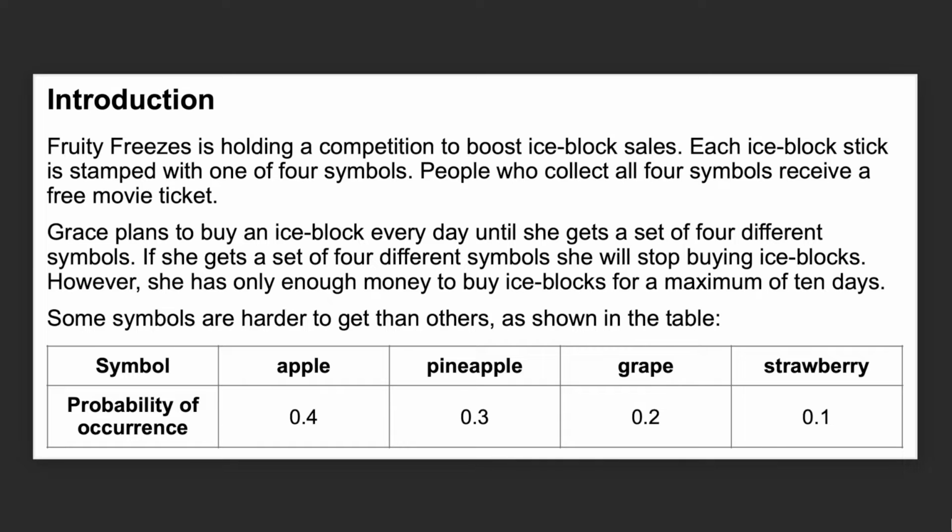Some symbols are harder to get than others, as shown in the table. So the table shows that the apple symbol has a probability of occurrence of 0.4, the pineapple symbol has a probability of 0.3, the grape symbol has a probability of 0.2, and the strawberry symbol has a probability of 0.1. We're going to use Google Sheets and the random number generator in Google Sheets to simulate this Fruity Freezes competition.